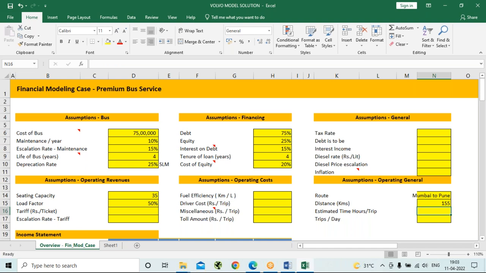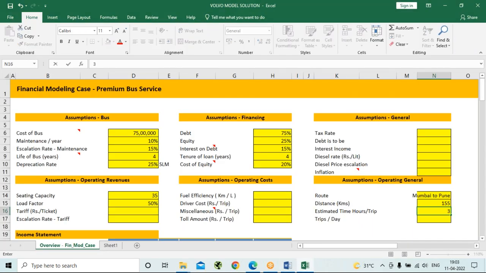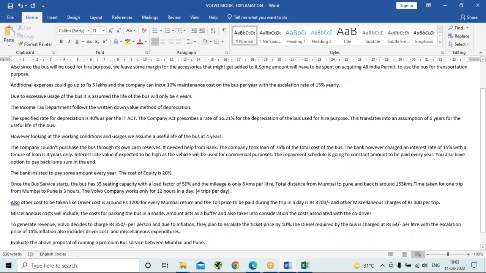The estimated time per trip is going to be 3 hours, and we are going to travel 4 trips per day. Okay, yes. The next thing is the other costs to be taken, like driver cost. It is around 1200, it has been given, but the value will be higher. So let me change it to 600 per trip.